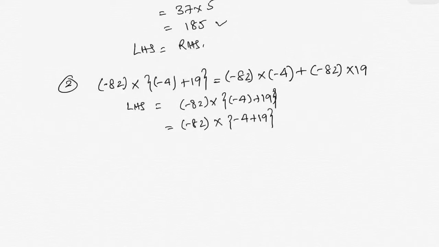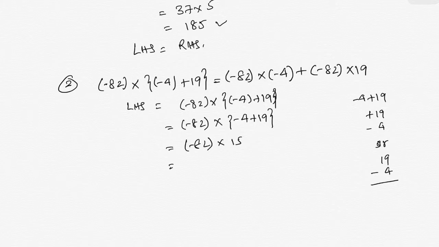Minus 82 into, now this is minus 4 plus 19, or plus 19 minus 4. Okay, 19 minus 4, that's it, simple. So this is 15. Okay, this is minus 82 into 15, which is minus 1230, because minus into plus is minus.